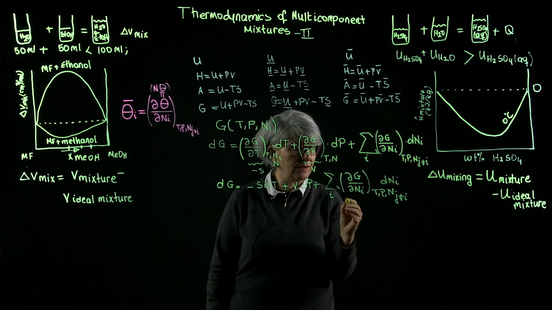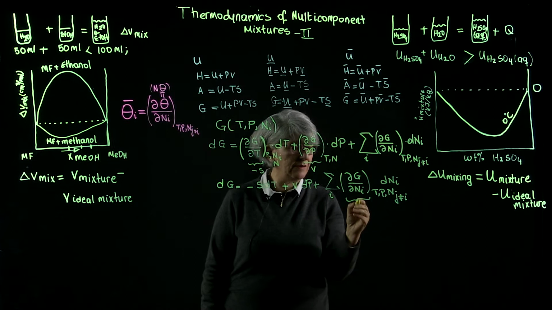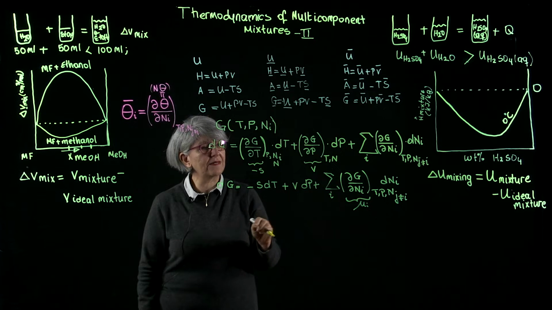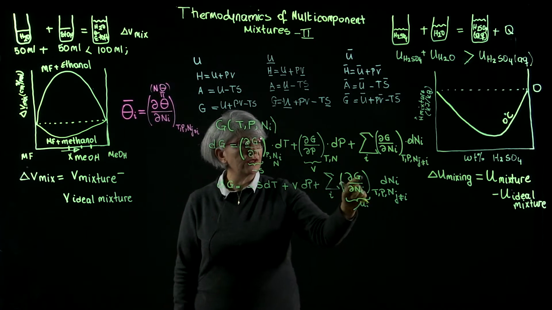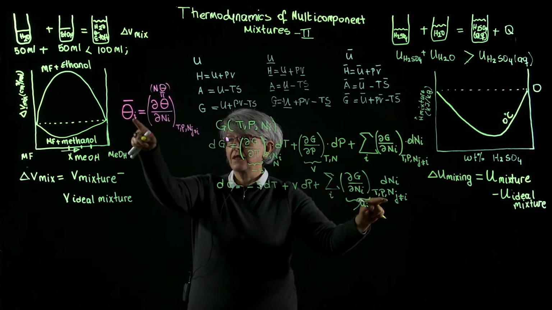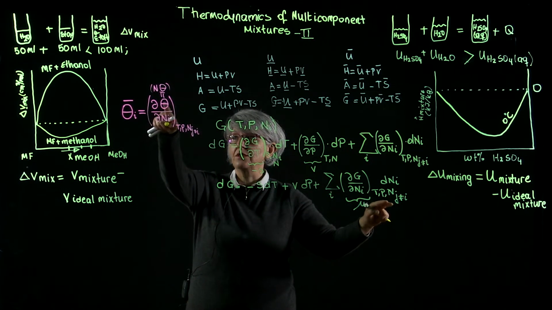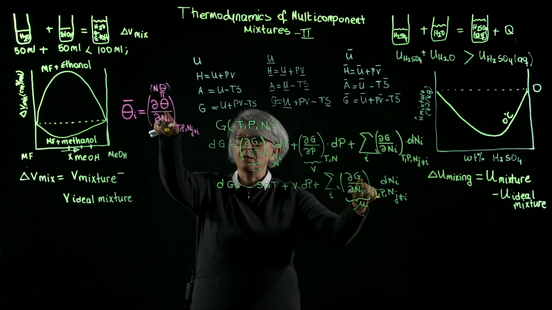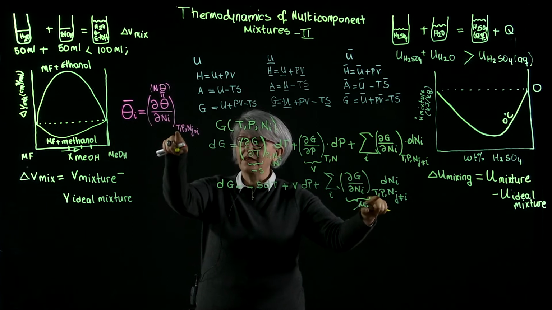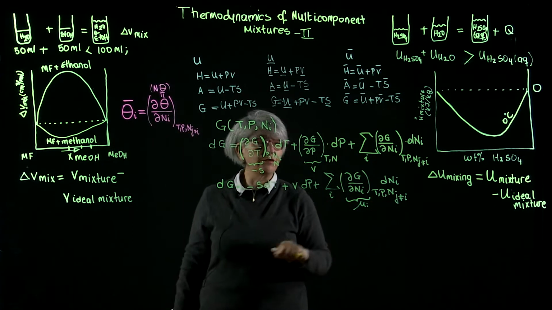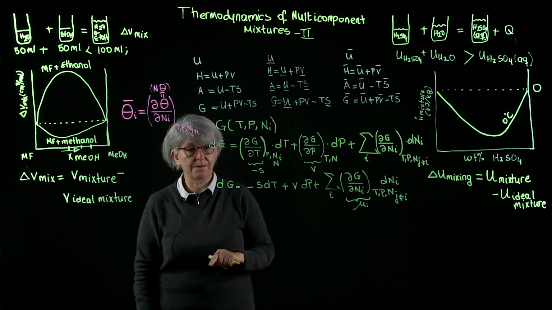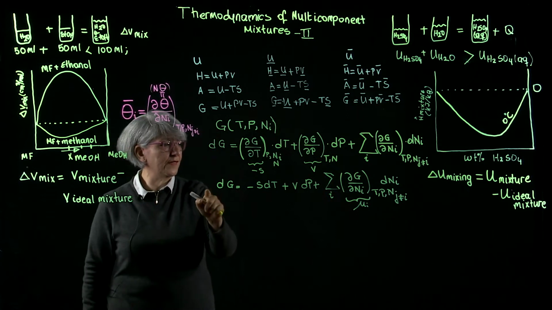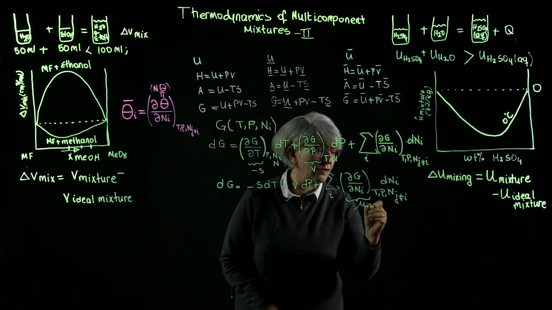And this term is called the chemical potential. Sometimes we refer to that as mu i. This is partial molar Gibbs free energy. Del G, partial derivative of the total Gibbs free energy with respect to component i, where I keep temperature, pressure, and all the other components constant. So this is for the Gibbs free energy, mu i or Gi.